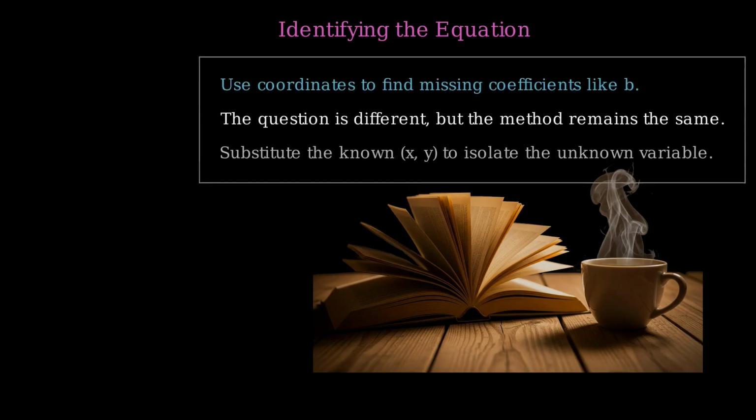We can also use the coordinates of a known point to identify an unknown value in the equation. Even if the question looks a bit different, the core mathematical method remains exactly the same. Simply substitute the given x and y values into the linear expression to solve for the missing coefficient b.